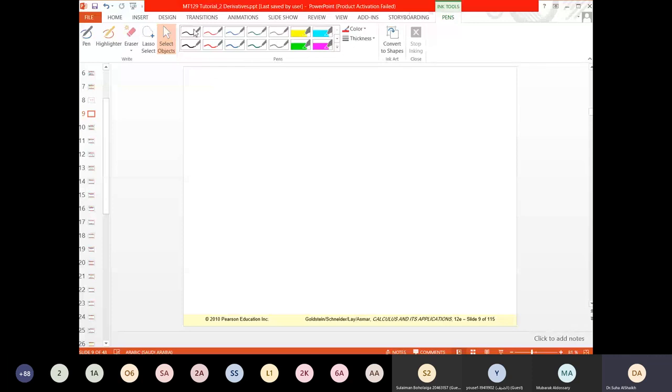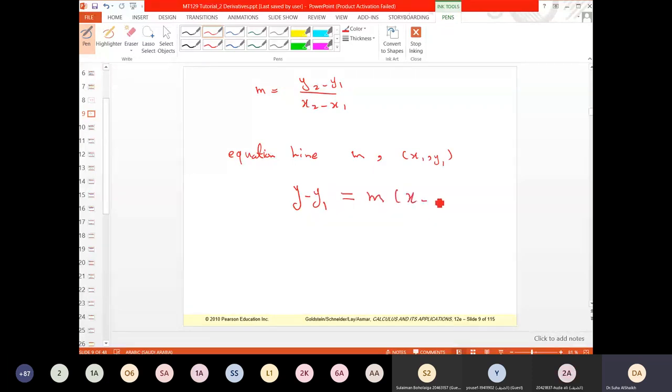So the other important thing that you need to know here is that m is equal to y2 minus y1 divided by x2 minus x1. This is how we calculate the slope. Another thing, in the equation of the line, if they are giving me m and they are giving me 1 point, let's say x1 and y1, it's given by y minus y1 equal to the slope m multiplied by x minus x1.